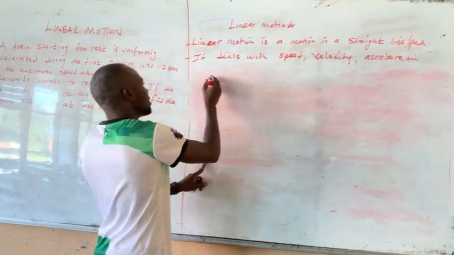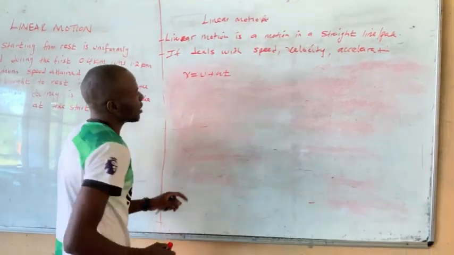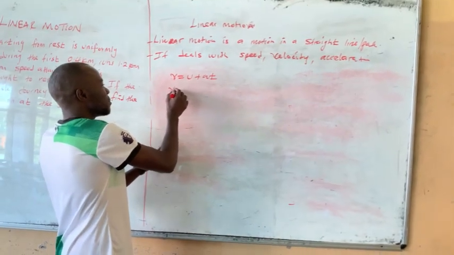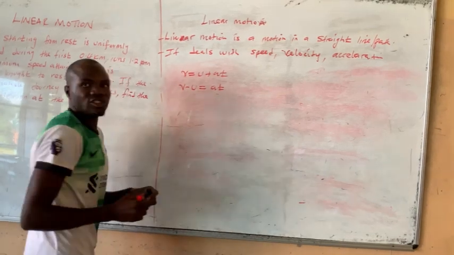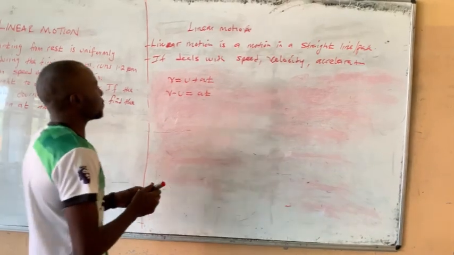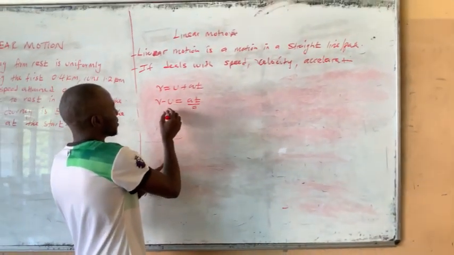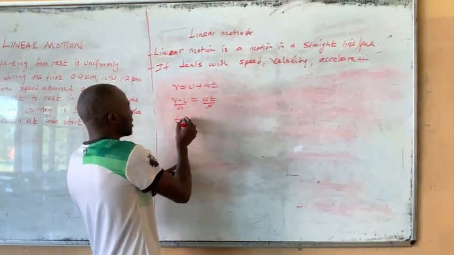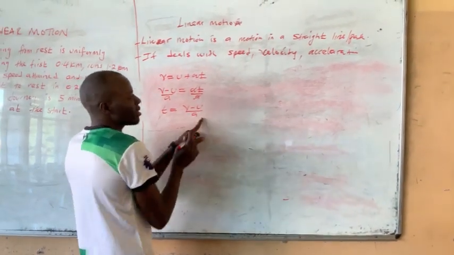So we have this equation here. V is equal to u plus at. Okay, can we try to make t the subject? Yes, this is v minus u, equal to at. Okay, let us try to divide a on both sides. So t is equal to v minus u over a. Let's keep this equation here, okay?